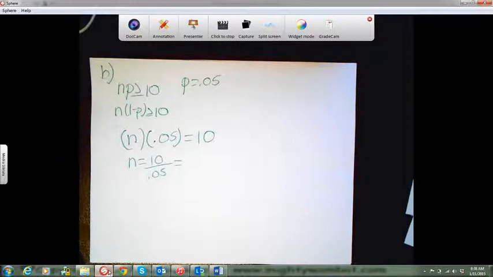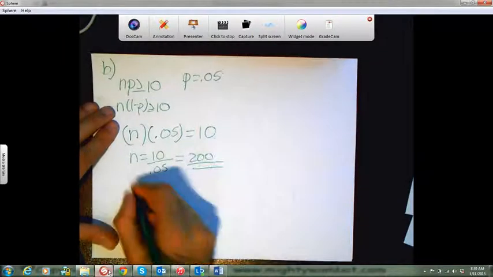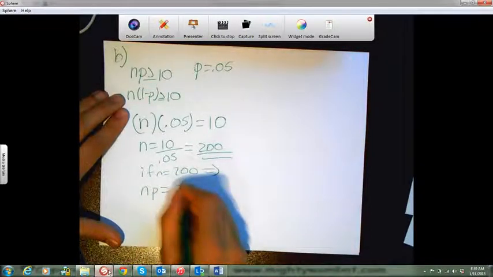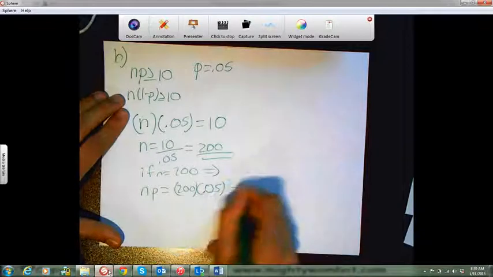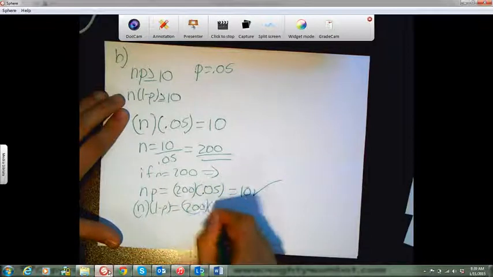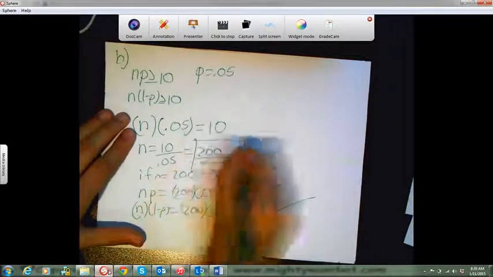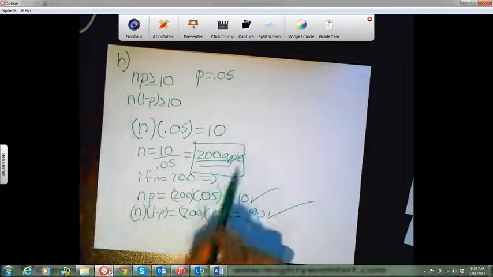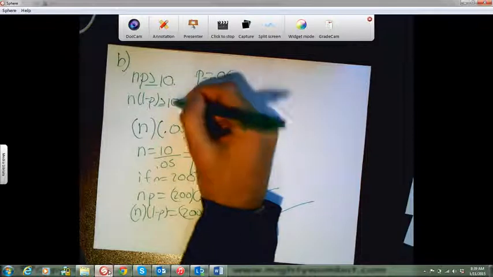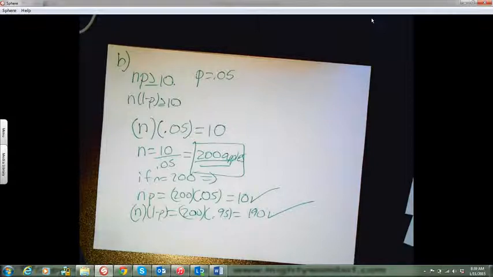So N equals 200. Then N times P is 200 times 0.05, which is equal to 10, so that's good. And N times 1 minus P is 200 times 0.95, which is 190. That's good. So in other words, if N is 200 apples, then Inspector B can use a normal distribution. Why normal? Because the conditions are met. And if the conditions are met, we say that the sampling proportion distribution is approximately normal. So 200 apples here. And finally, part C.